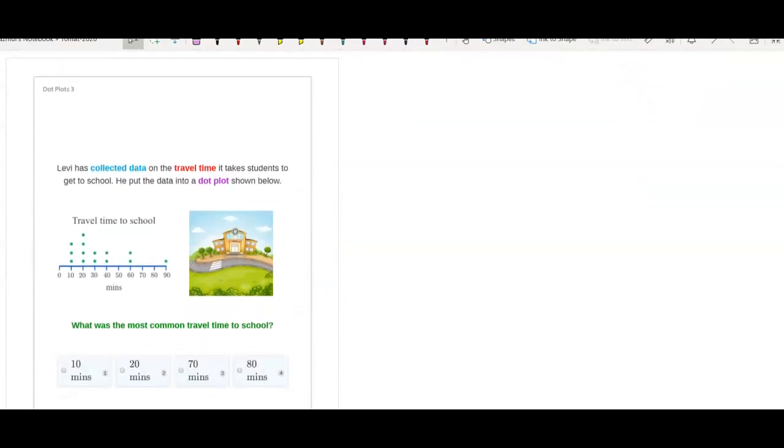Levi has collected data on the travel time it takes students to get to school. He put the data into a dot plot shown below. So this is the dot plot, and this is the variable. What was the most common travel time to school? So you should be able to answer the question now. They're once again asking what is the mode of the data, which is the most common time to get to the school.